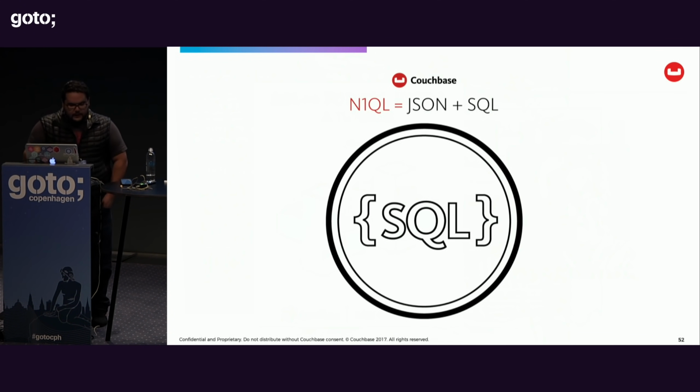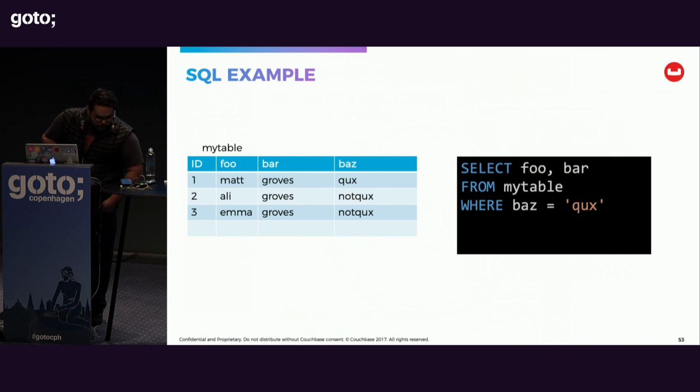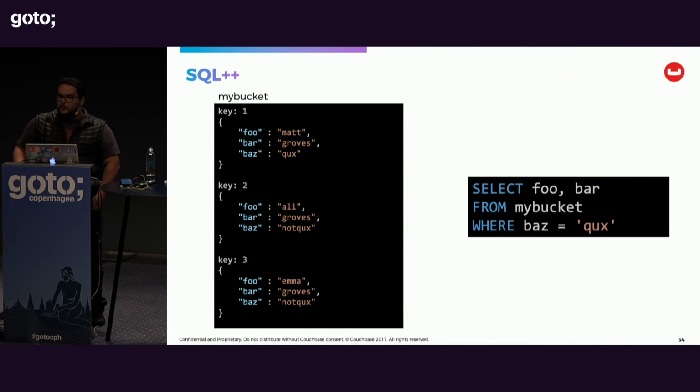It has been about 4 years since we implemented N1QL, and it's working really great for us. But let me show you a few examples here. This is an example of SQL: select star, select foo, bar from my table. And this is an example in SQL++. It's pretty much the same thing.